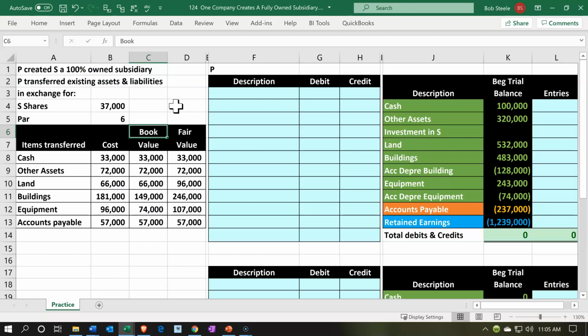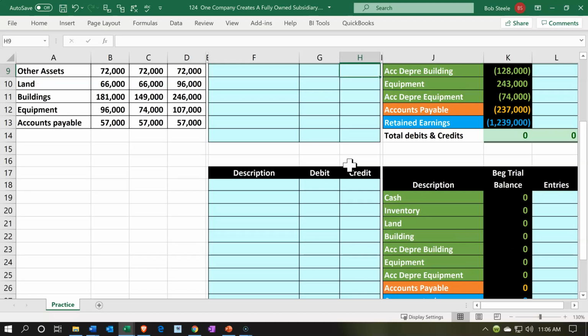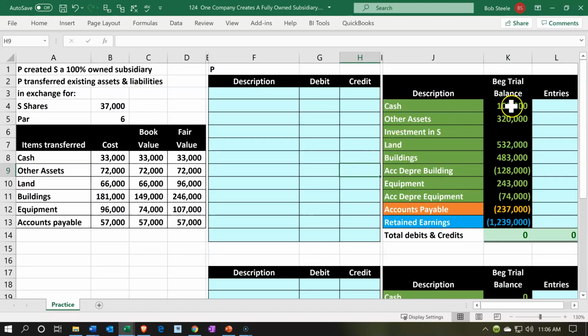All right, so here we go then. We're going to be recording the transaction for this both with regards to P and then the new company so we can see what this thing will look like on both sides. So we made up basically the beginning trial balance over here just so we can see something that is in balance, and then we're going to be posting our transaction first to P.